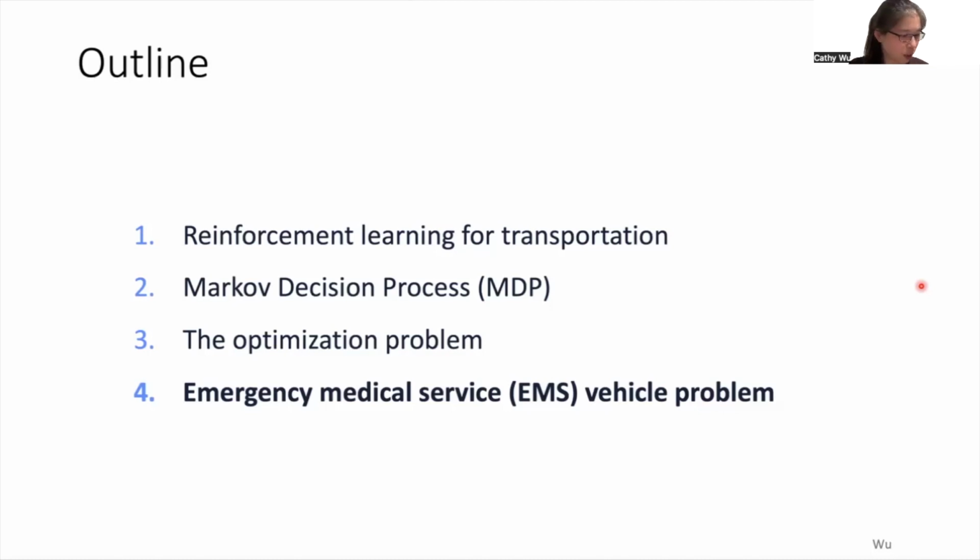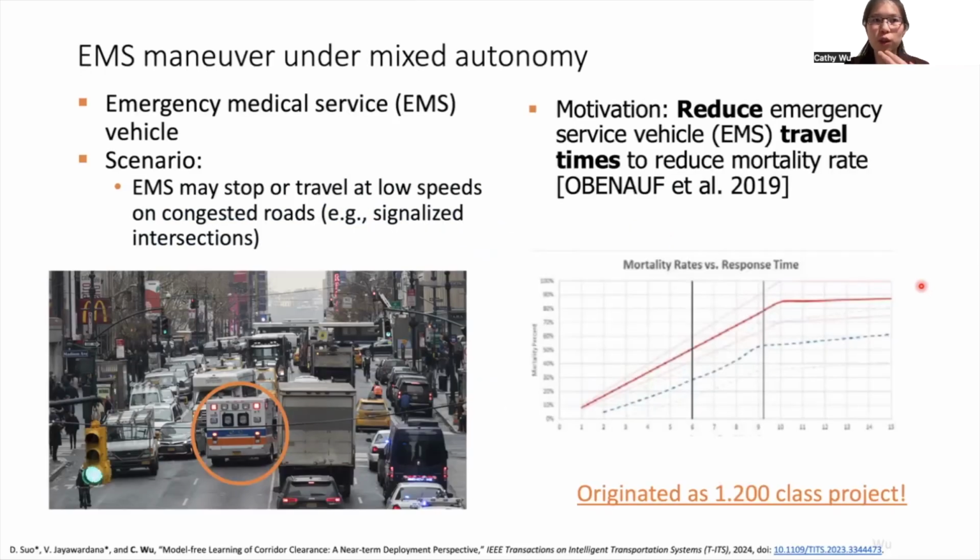So the last thing I want to do is just walk through one more example problem of modeling a Markov decision process. This is an emergency medical service, EMS vehicle problem. So this is also in the mixed autonomy setting.